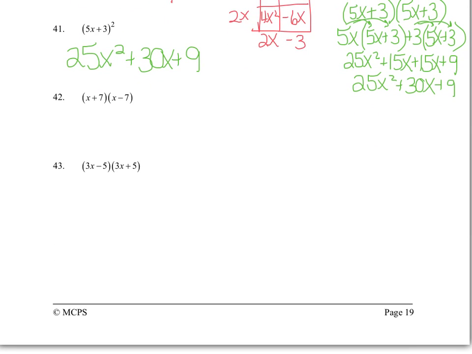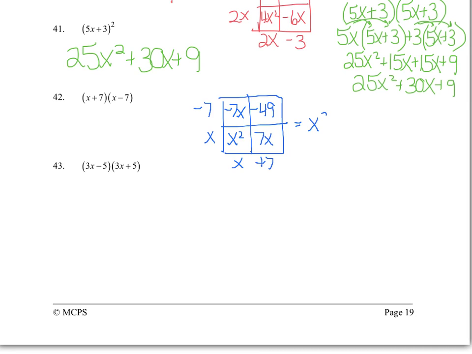Next we have x plus 7 times x minus 7. So if I make my box, I've got x plus 7 times x minus 7. x times x is x squared. x times negative 7 is negative 7x. 7 times x is 7x. And 7 times negative 7 is negative 49. So this is going to simplify to x squared minus 7x plus 7x minus 49. However, negative 7x and 7x cancel out, and we're left with x squared minus 49.